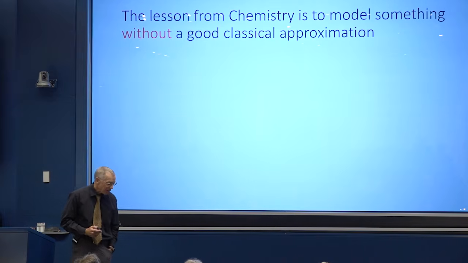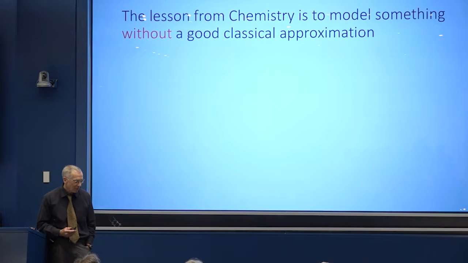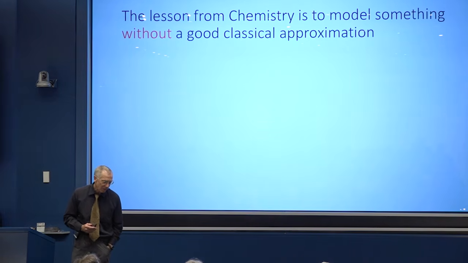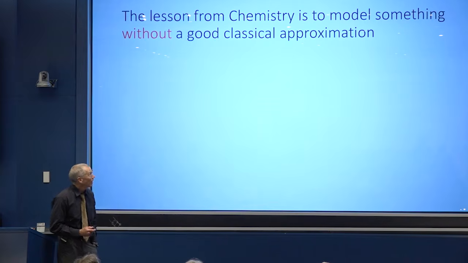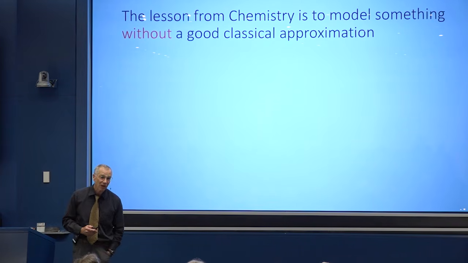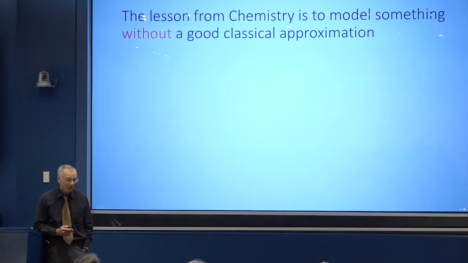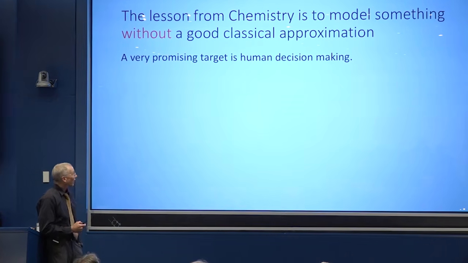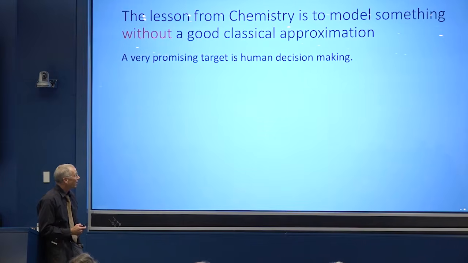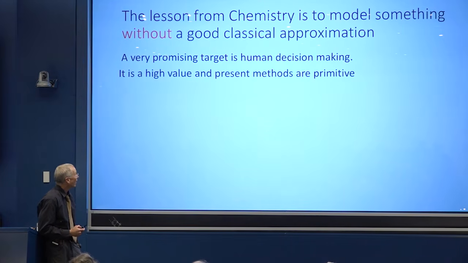But the main lesson I would take from the quantum chemistry example, which my colleagues at Microsoft worked quite hard on and made progress on, is that we need something without a good classical approximation if we want an early application of a small quantum computer. And I think human decision-making is very attractive this way. It's a high-value target, and the present methods are quite primitive.